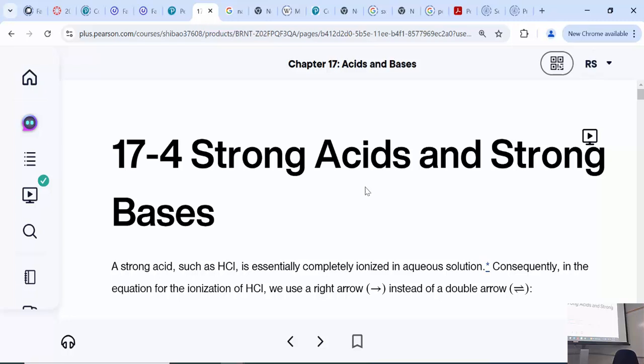So this isn't infinite. There are actual numbers for this, but we don't even bother, because we say strong acids do what? Strong acids completely dissociate into the products. These are the products here. So we have 100%, and we aren't even going to bother doing calculations. This is like Chem 1A. It just goes to completion.